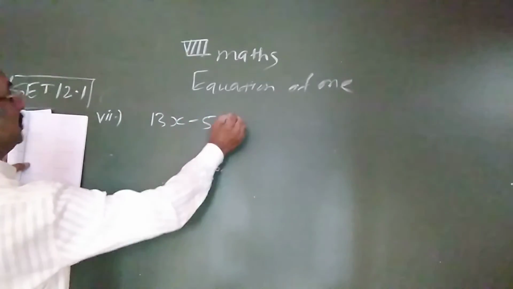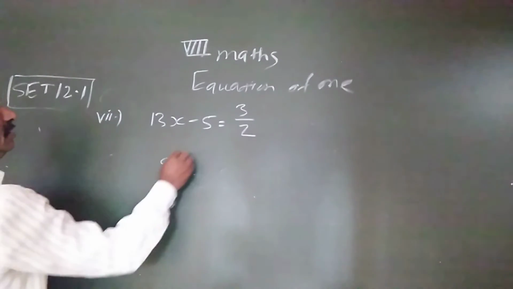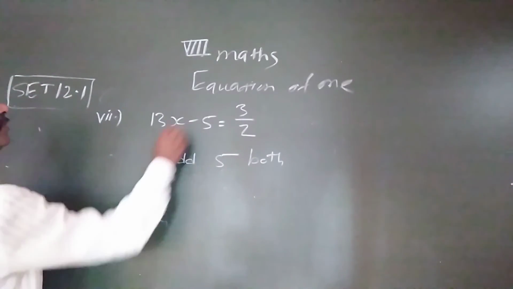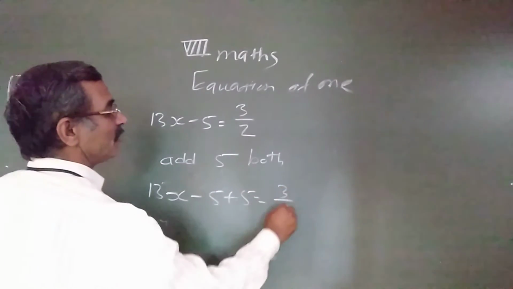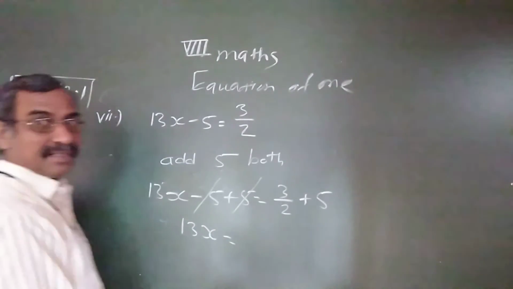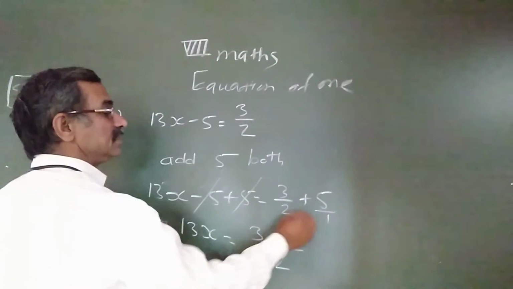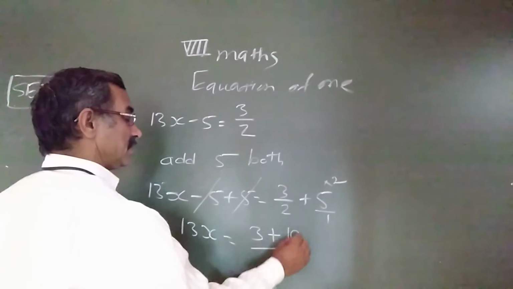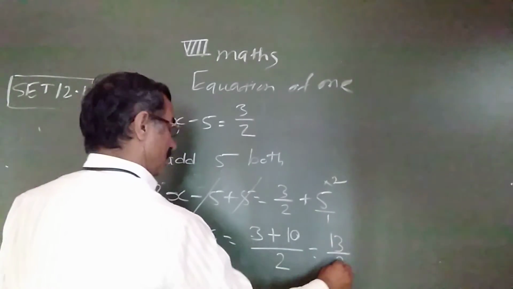13x minus 5 is equal to 3 upon 2. So again we add 5 on both sides to eliminate this minus 5. Therefore 13x minus 5 plus 5, and here 3 upon 2 plus 5. So the 5 gets eliminated, here 13x, and here again the LCM is 2, so 3 remains as it is, and 5 we multiply by 2. So 5 into 2 is plus 10. Then we take the sum of these both, 10 plus 3, that is 13 on 2.